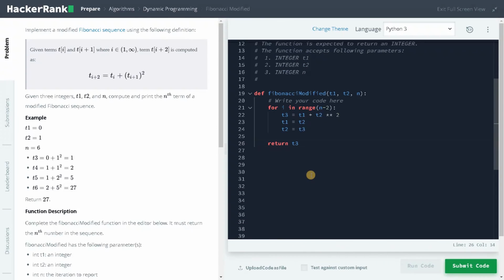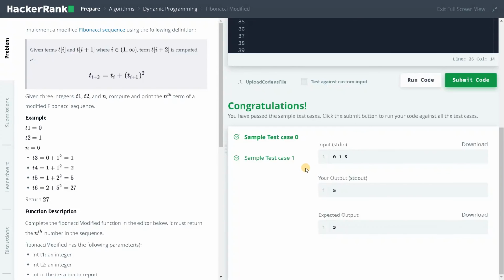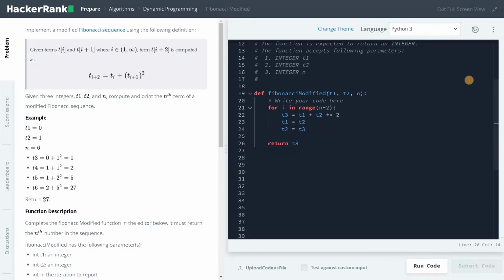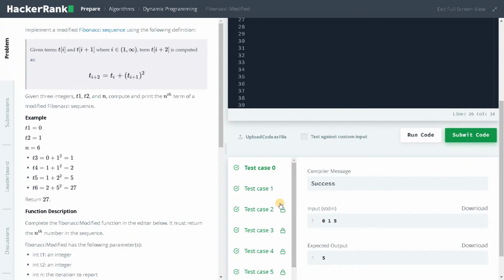Let's run the code. So it solved all the sample test cases. Let's submit it. Yeah, all the test cases have been solved.